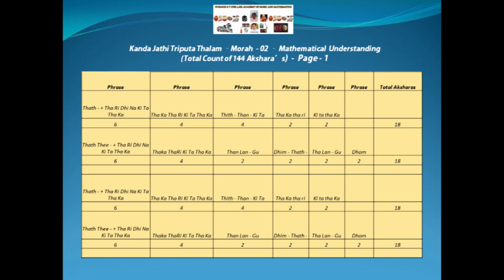Episode 6, Kanda Jathi Triputa Thalam, Morah 2, Mathematical Understanding, total count of 144 aksharas. This Morah should be interpreted in the following way.